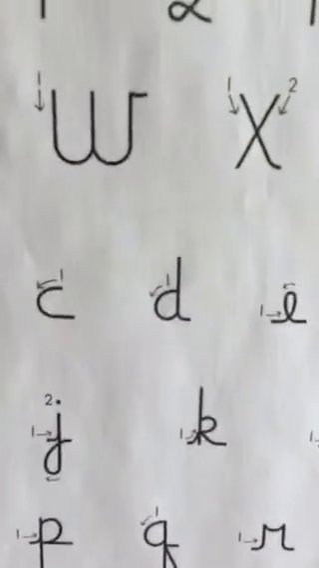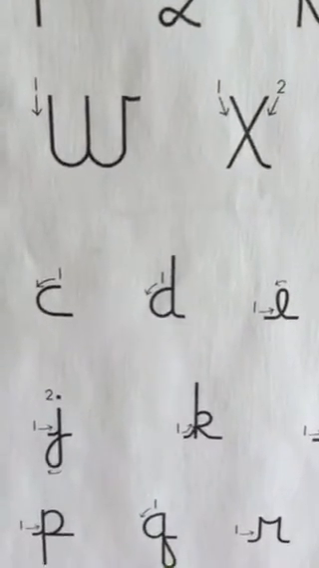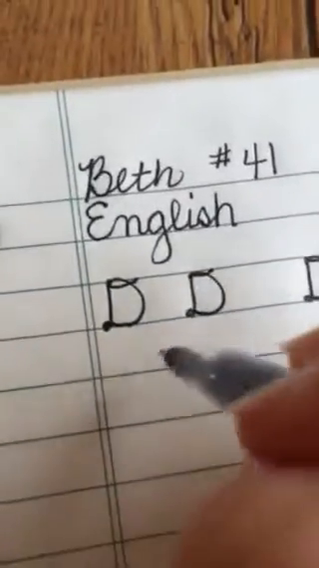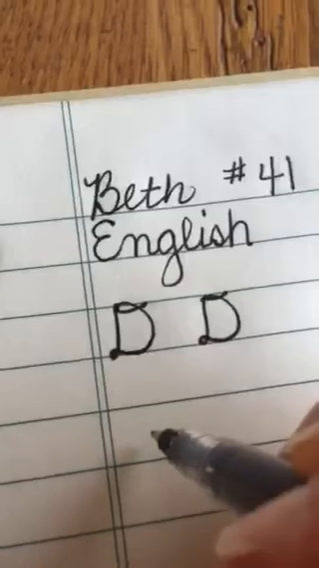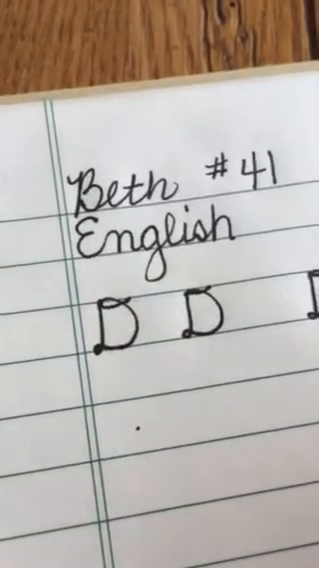Now, our lowercase d, which looks like this, is going to start in the middle of a line. So we're going to skip this line, and then we're going to start here. So about right there is where we're going to start the d.